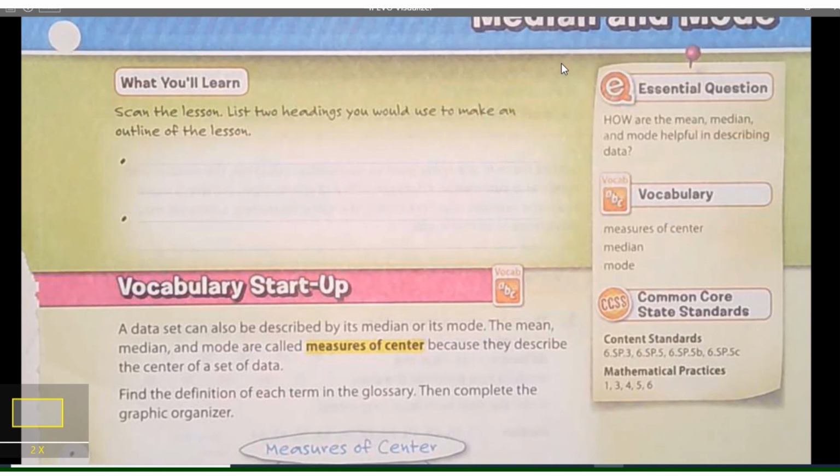Okay, students, now we are on lesson 2, chapter 11. The lesson before was the mean. Remember, the mean is the average. It's taking a set of data, adding that set of data up, and then taking the number of pieces of data and dividing it to get an average. So it basically looks something like this.